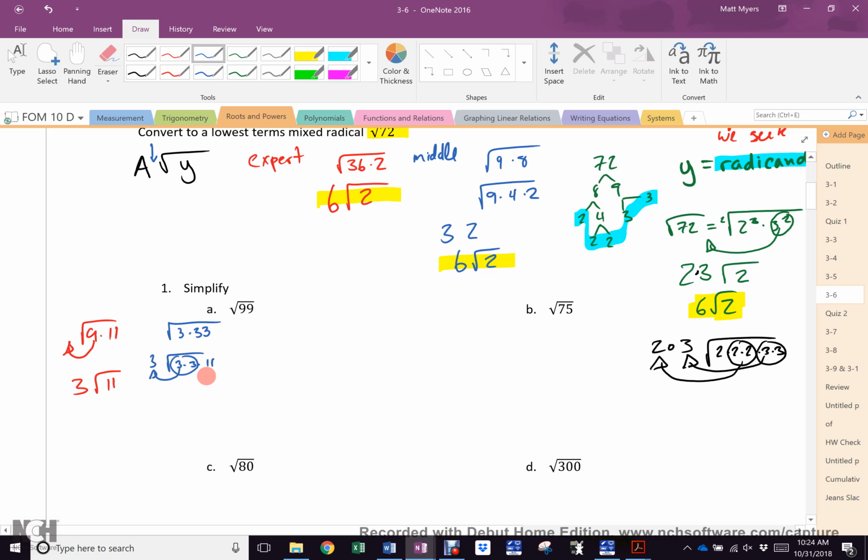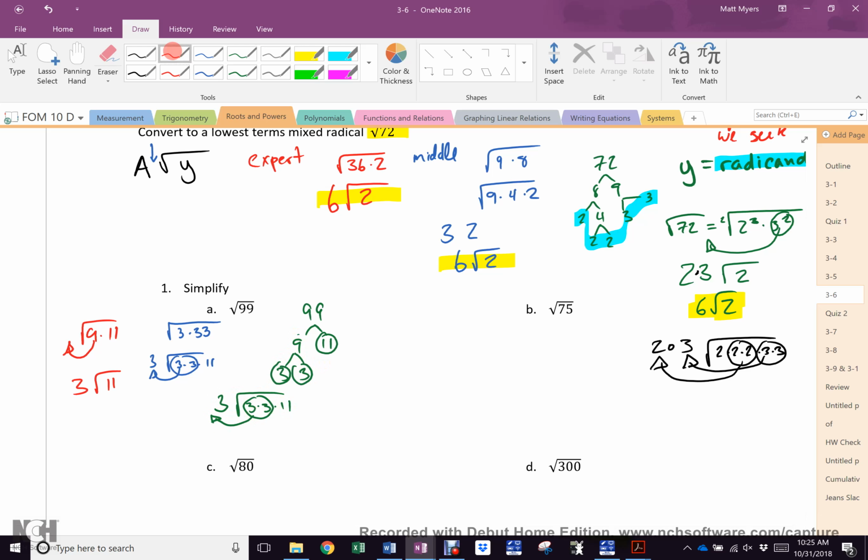Everybody cool? Now, let's pretend you can't see this. You're just like, I don't get it. I don't know what to do. Then you break down 99. 9, 11, prime number, 3, 3. Prime number, prime number. So you get the square root of 3 times 3 times 11. There's your group of 2. Out it comes. 3, and I left 11 under there. Is everybody cool? Yeah? Okay, let's look at B.